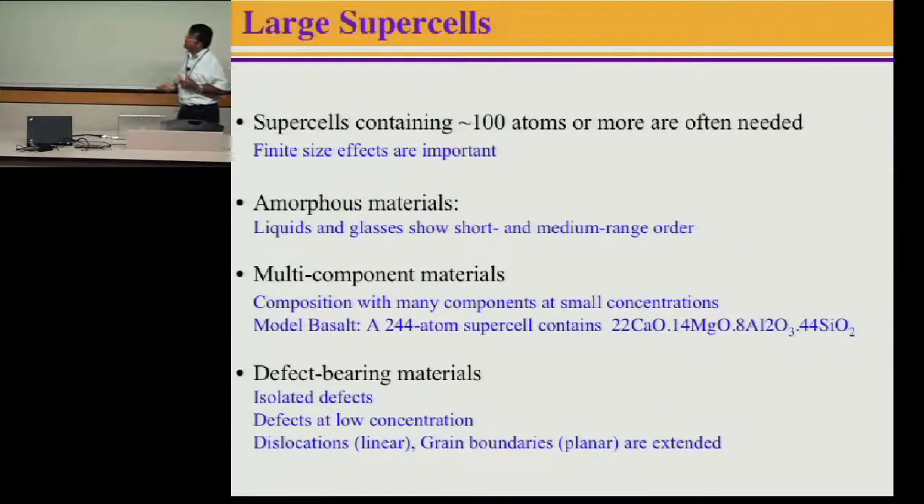Okay, so large supercells. So normally we do using around 100 atoms or more. Okay, so certainly finite size effects are important. So that means when you use 100 atoms, if that size is not enough, then you have to do some corrections. Sometimes corrections are straightforward, like if you are just calculating the energy, maybe okay. But if you are doing some structure or so, you may not be picking up all the structural features. So in that case, you need larger ones.